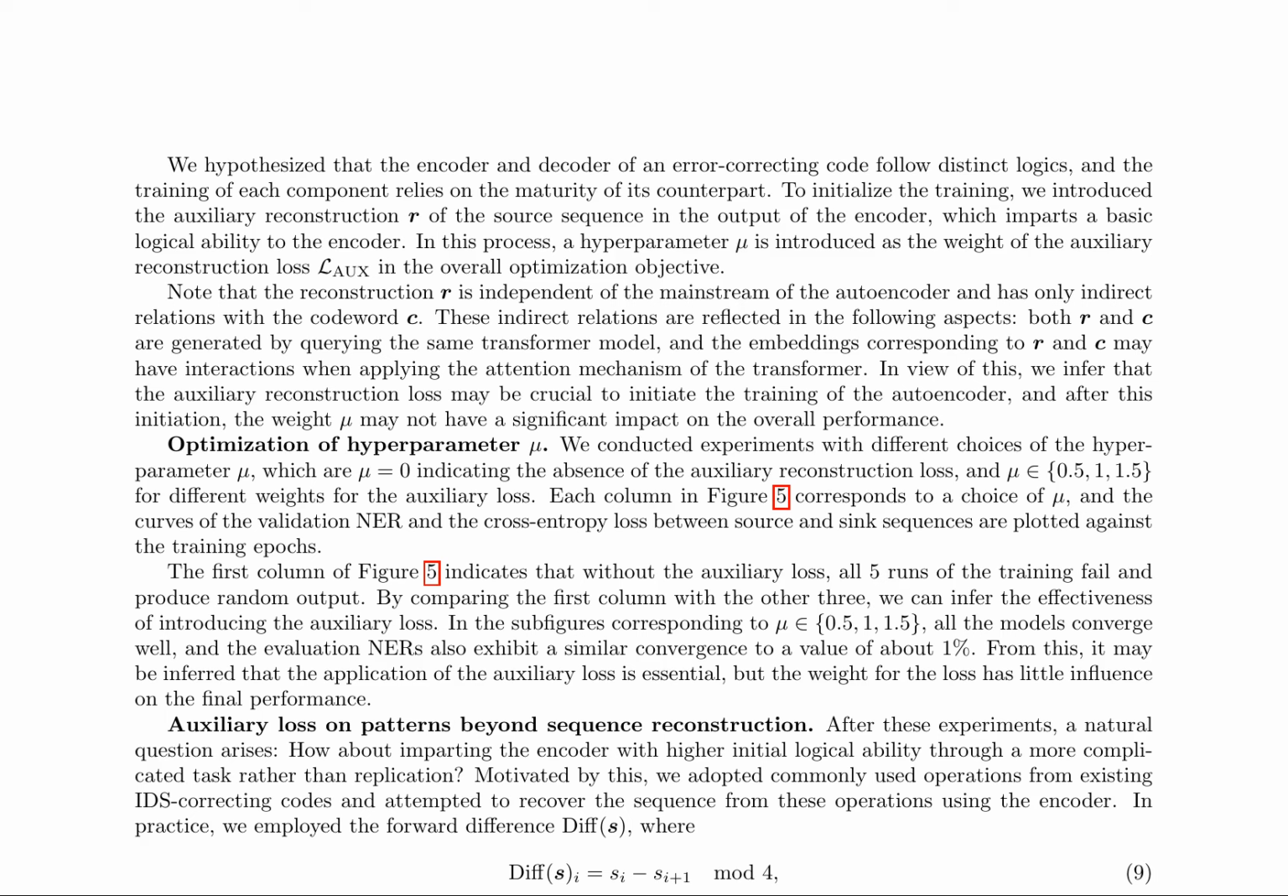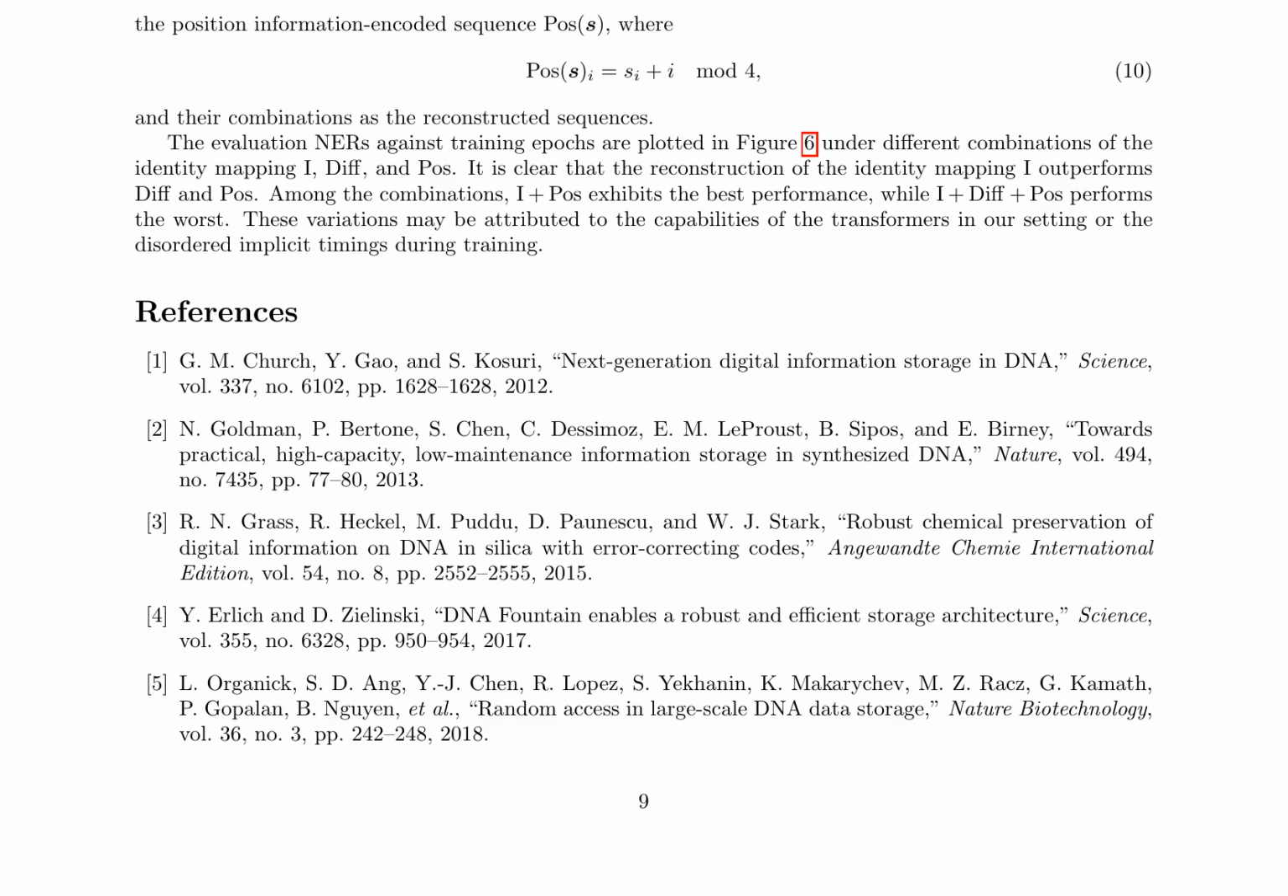Experiments were conducted with varying choices of the hyperparameter mu, including mu equals 0, the absence of the auxiliary reconstruction loss, and mu in {0.5, 1, 1.5}, different weights for the auxiliary loss. The results, as shown in Figure 5, indicate that without the auxiliary loss, all training runs fail, producing random output.